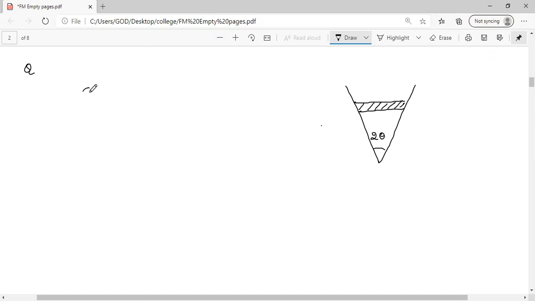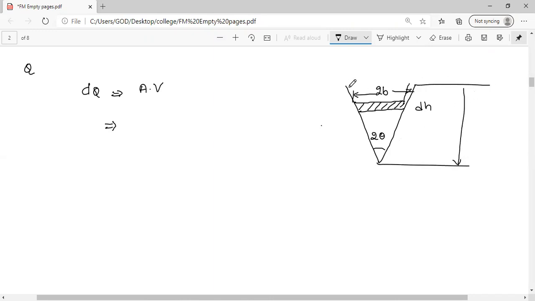My intention is to calculate how much discharge is happening through that small section, which equals area into velocity. So what is the area? Let's take this total length as 2b up to here, and the thickness is dh. The total height of the fluid here is head H, and the distance between these two, where you have considered the section, is small h.